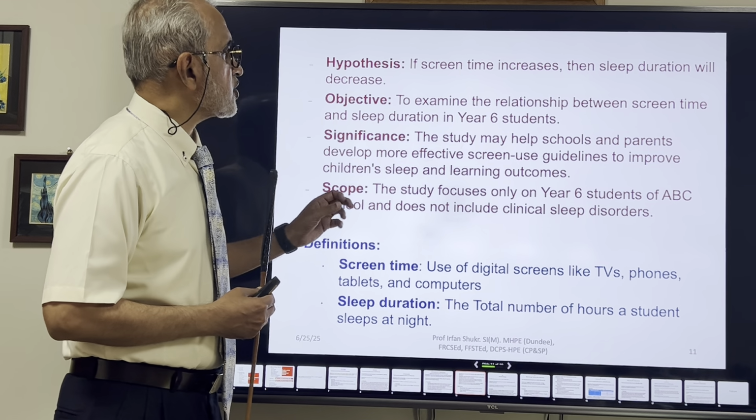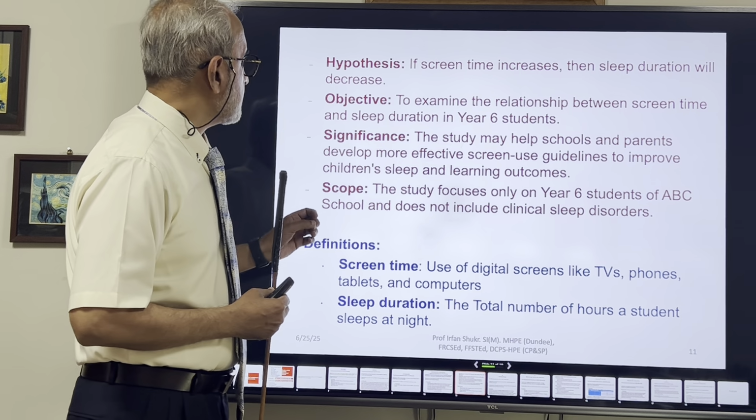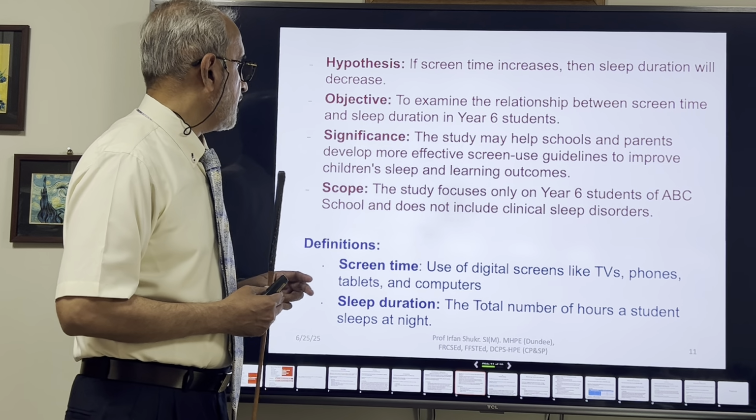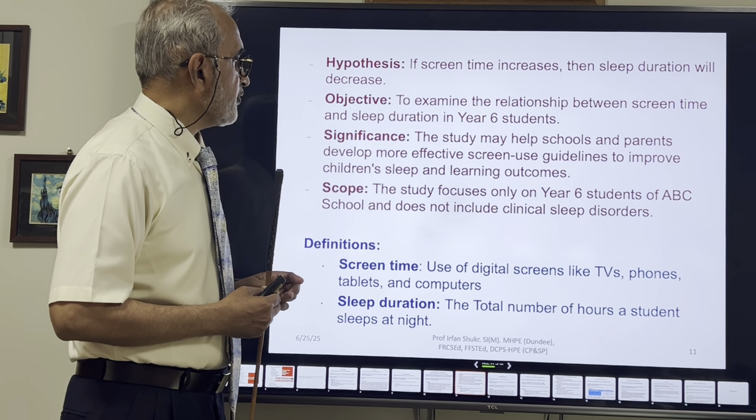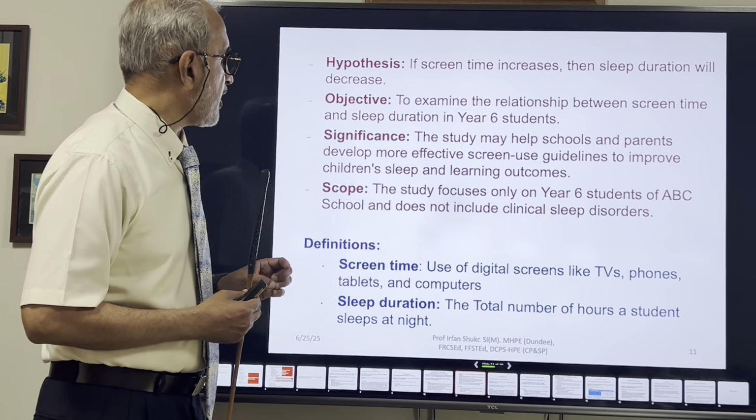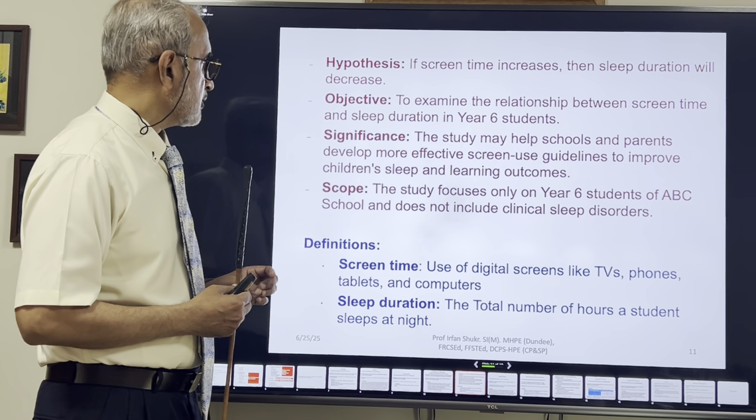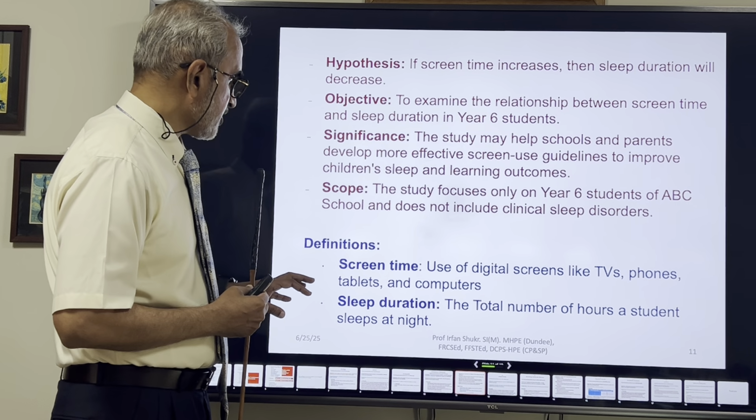Significance: the study may help schools and parents develop more effective screen use guidelines to improve children's sleep. And the scope: the study focuses on year 6 students of ABC school and does not include clinical sleep disorders. Now we have to write the definitions also.